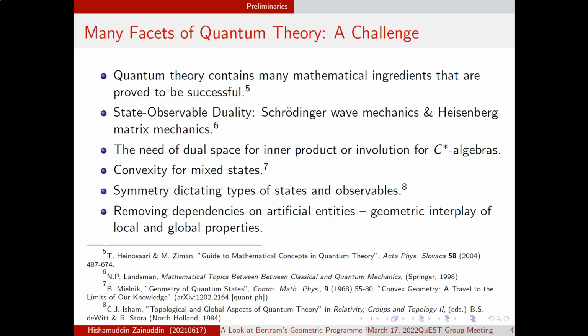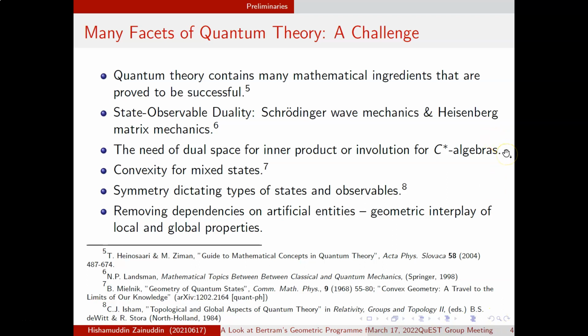Now, in quantum theory, you don't really have that. That's why doing quantum theory in a geometric sense seems to be a bit more difficult than it is supposed to be, partly because of historical reasons as well.